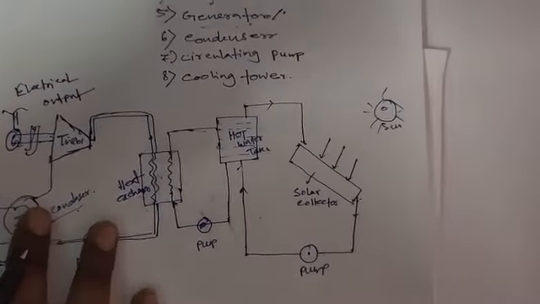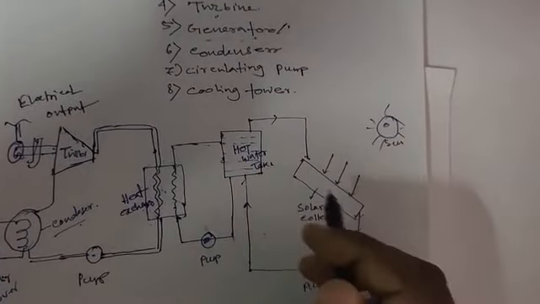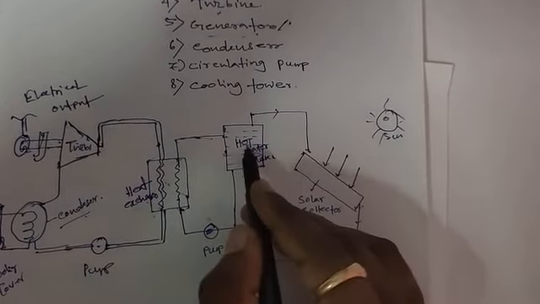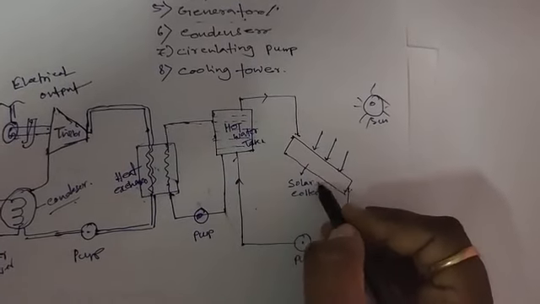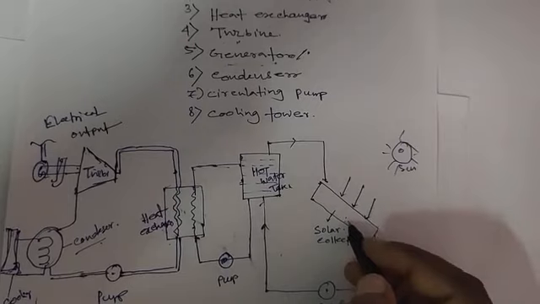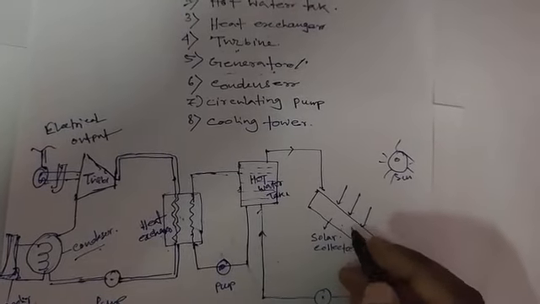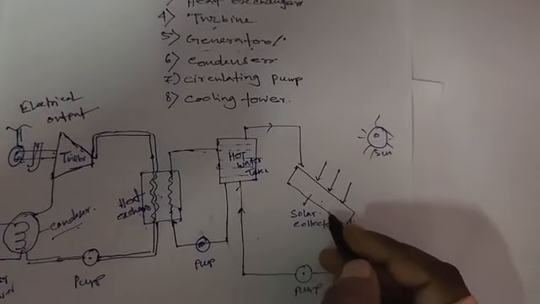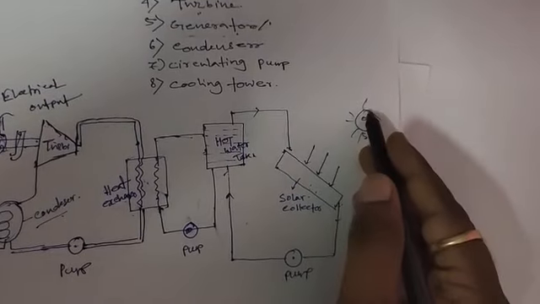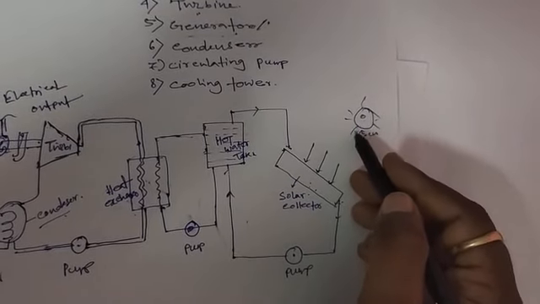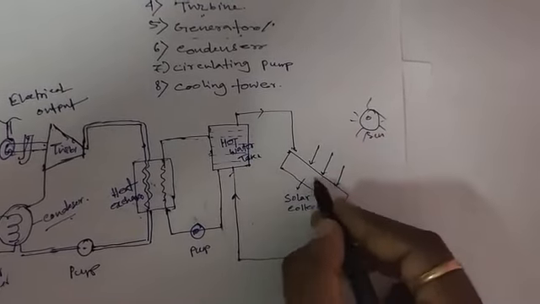Now the working principle. First we will draw the hot water tank. This is the solar collector. Mainly flat plate solar collectors are used, though various collectors exist. The sun rays are emitted from the sun, and these rays are collected by the solar collector.